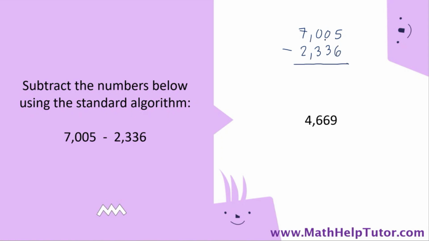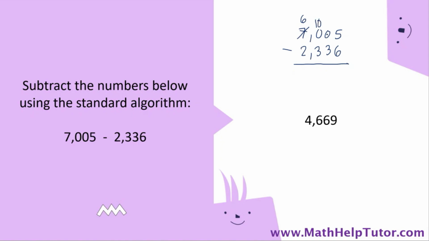We borrow 1 from 0, but 0 can't lend us any. So we borrow 1 from the hundreds place, but the hundreds place has a digit of 0 and can't lend us any as well. So we borrow from the thousands place, which is 7. We borrow 1. It becomes 6. So we add that 1 to the hundreds place. So 0 becomes now 10.